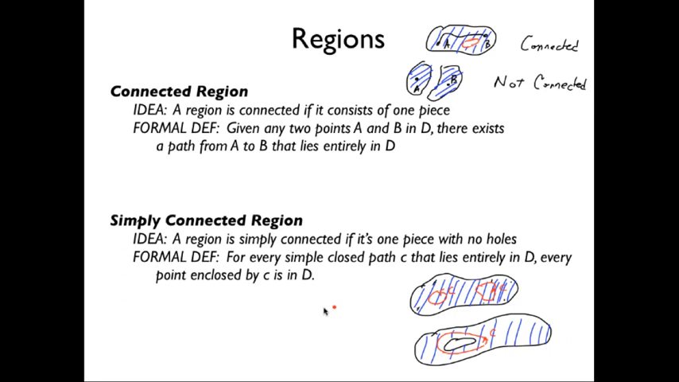So this is simply connected. All one piece with no holes. Not simply connected. So this example here I'm showing is connected, but it's not simply connected, right? It's connected because given any 2 points A and B, you can get a path that stays in D, but not every closed path contains all points of D, right? So let's see what the implications of that are.